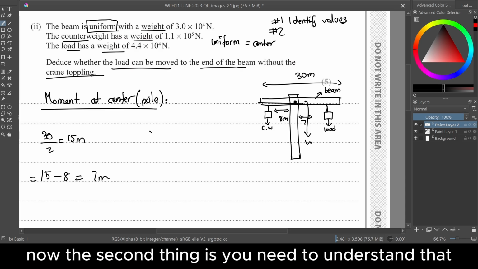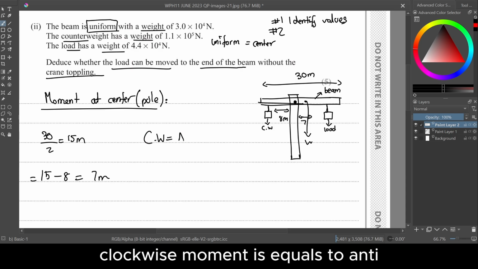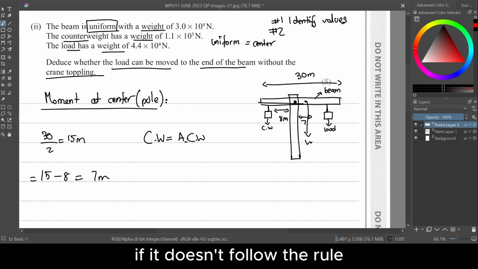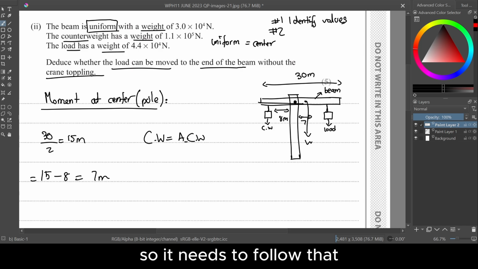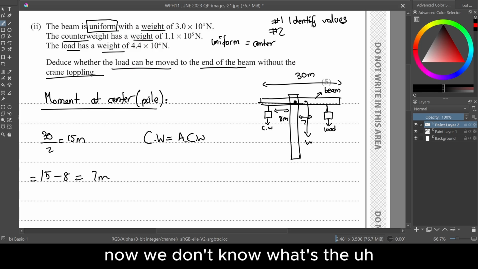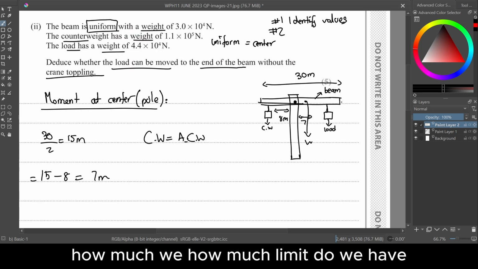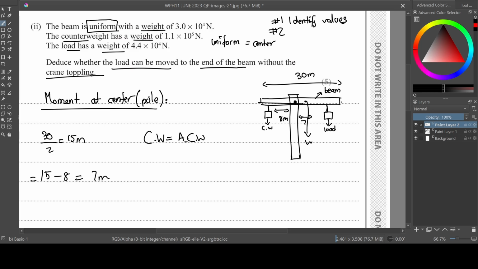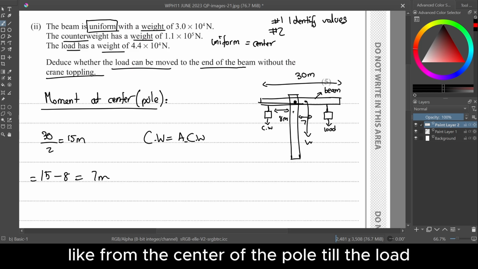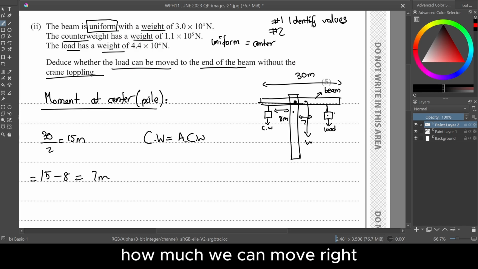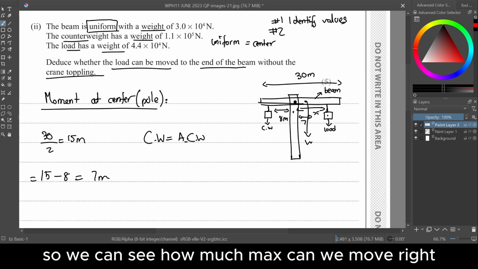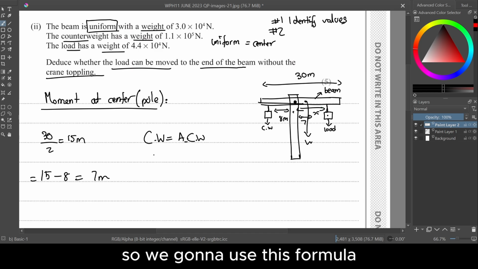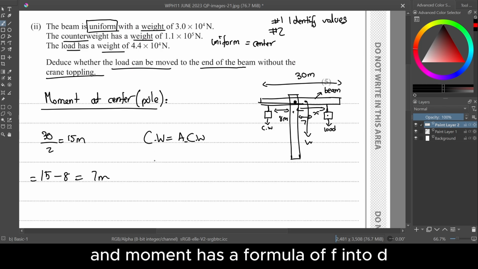Now the second thing is, you need to understand that clockwise moment equals anti-clockwise moment, right? If it doesn't follow the rule, the crane will topple without even moving the load. We don't know how much limit we have from the center of the pole to the load, how much we can move, so we're going to keep this as x, to see how much max we can move. We're going to use the formula, and moment has a formula of F into D.